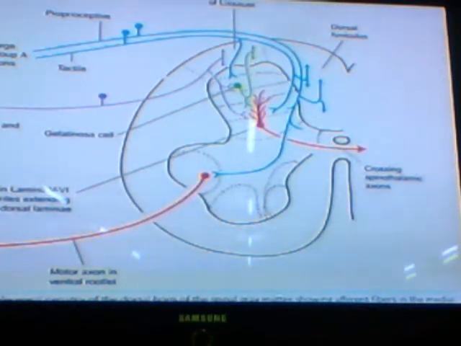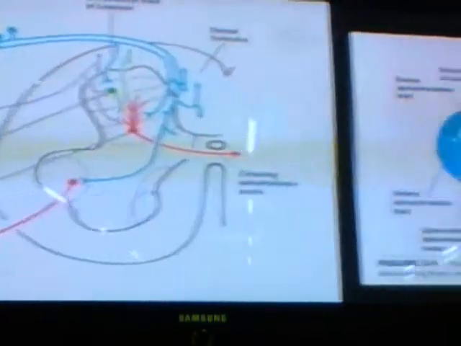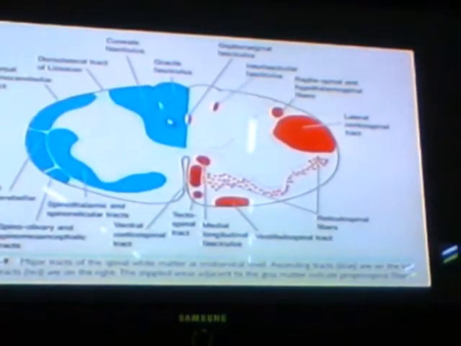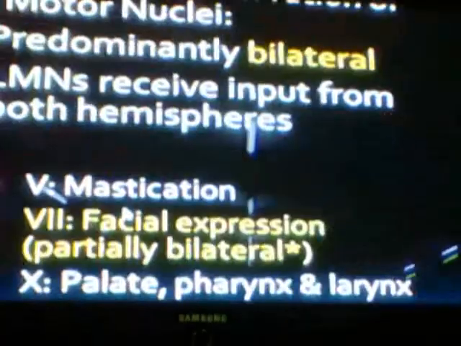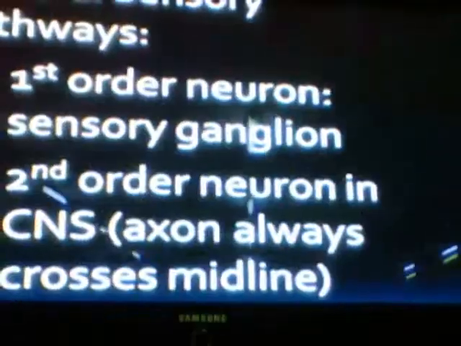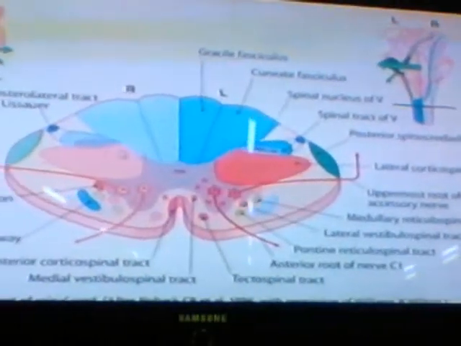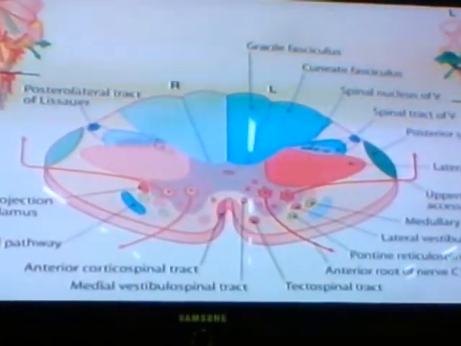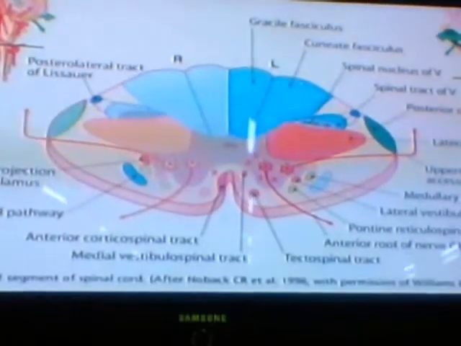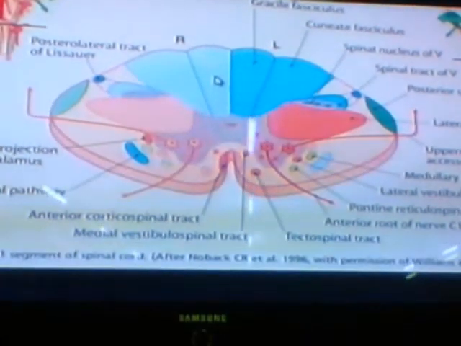So we said, what happens when these large diameter proprioception fibers go into your dorsal column system? Are we okay? We're at the spinal cord level here? Yes. So what happens from here now? We trace it up the spinal cord. I'll stop and show you where we're at. We're at the level of the spinal cord still. Do you see the dorsal columns here?